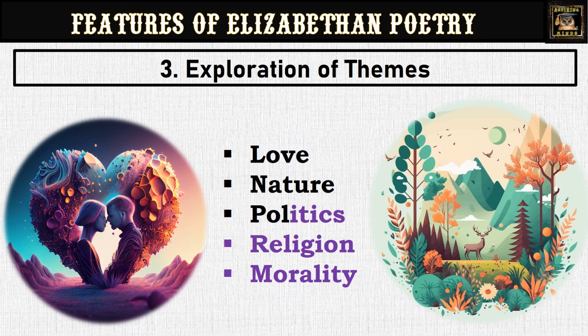The Elizabethan poets explored a diverse array of themes, including love, nature, politics, religion, morality, and the human condition. Themes of love often were those which included unfulfilled love or idealized love, where they were idealizing the beloved. It featured prominently in Elizabethan poetry, and it also reflected the courtly love tradition.